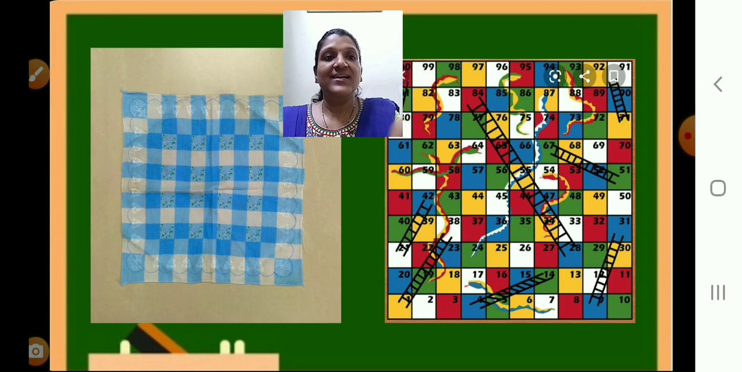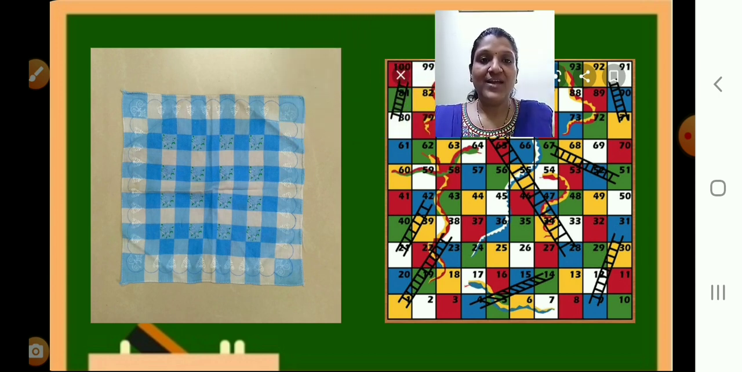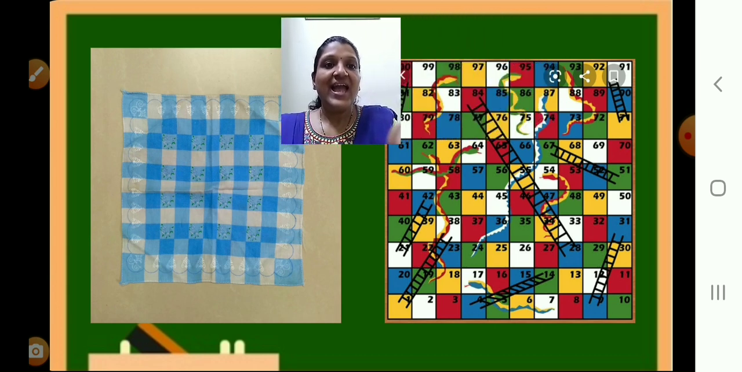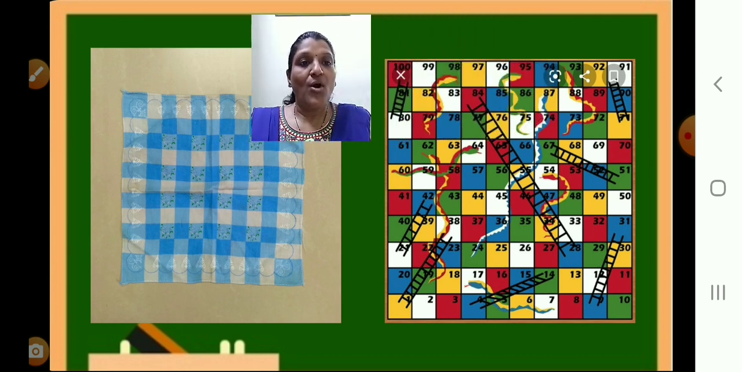See, a handkerchief is of square shape. And a board, the snake and ladder game board, is also of square shape. You can find many other objects like a Ludo board, carom board with a square shape. Right, children? Yes. Now, the next.